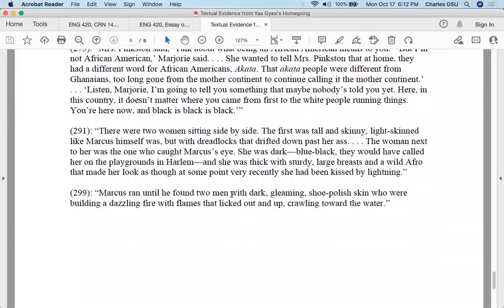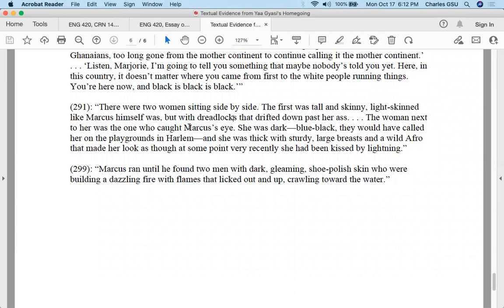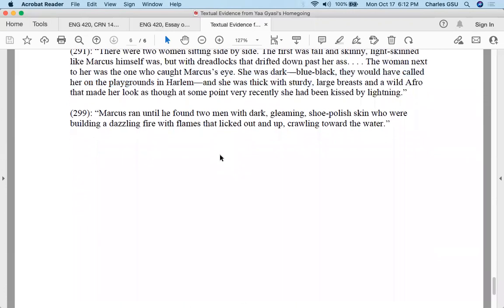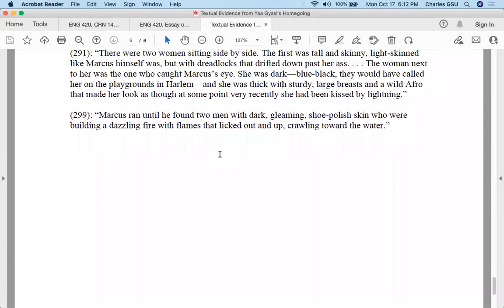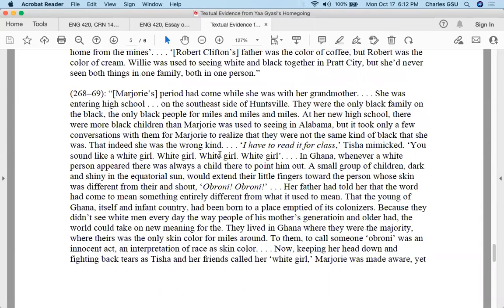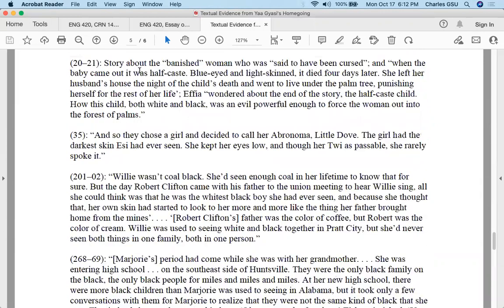And then this reference when Marcus is talking to his buddy Dante, I believe, right? That there's this girl, she's blue black, they would have called her on the playgrounds in Harlem, right? And he's actually referring to Marjorie here. This is Marcus's perceptual view the first time he sees Marjorie, that she's blue black. So there are a bunch, again, of examples of colorism and how it affects people's perception of themselves and each other, and you could certainly write about that.